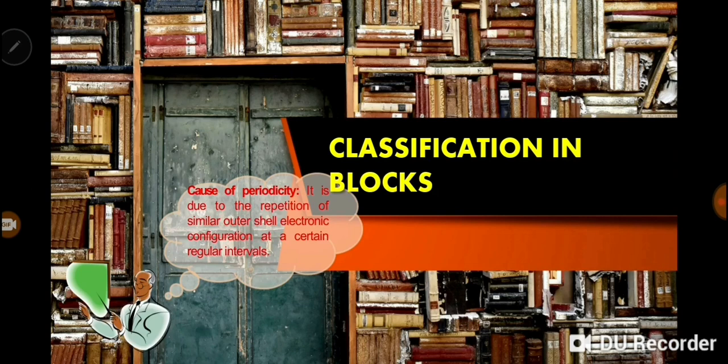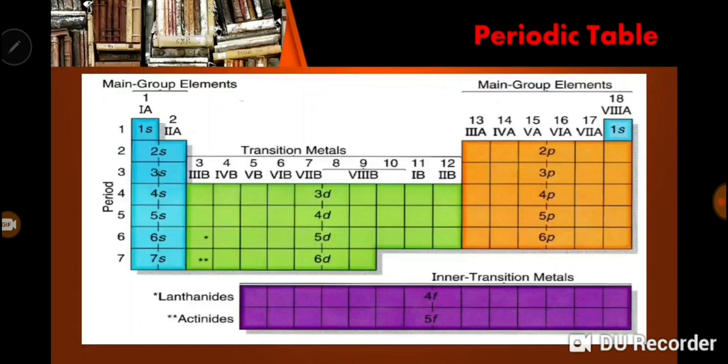Classification in blocks. Periodicity is caused by the repetition of similar outer shell electronic configurations at certain regular intervals. In the periodic table, groups 1 to 2 are called the S block, groups 13 to 17 are the P block, the transition elements are the D block elements, and the inner transition metals, lanthanides and actinides, are the F block elements. Next we are going to talk about atomic size.